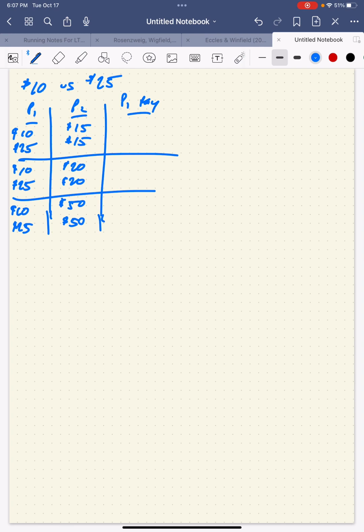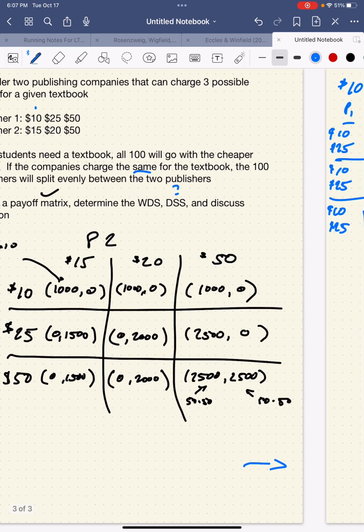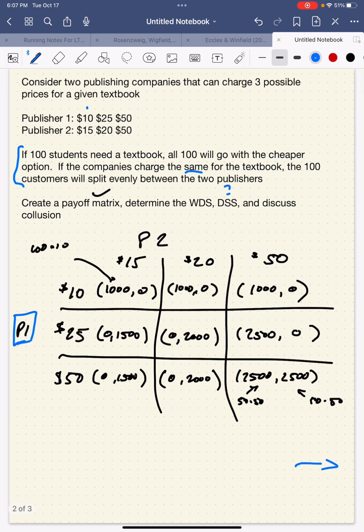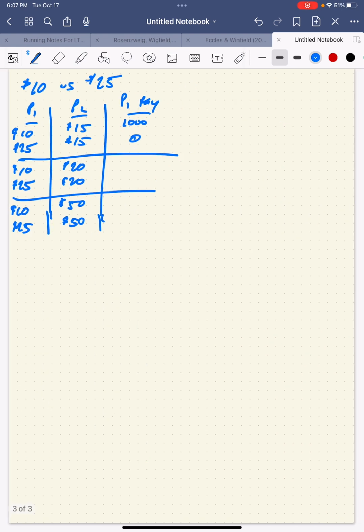Well, we saw that in this first case, if player one plays 10 and player two plays 15, they're making $1,000. And if player one plays 25 and player two plays 15, well, player two is actually making all of the money in that case. That's this one down here. So player one is making $1,000 or not making anything. So in that case, it's better to do the $10 option.